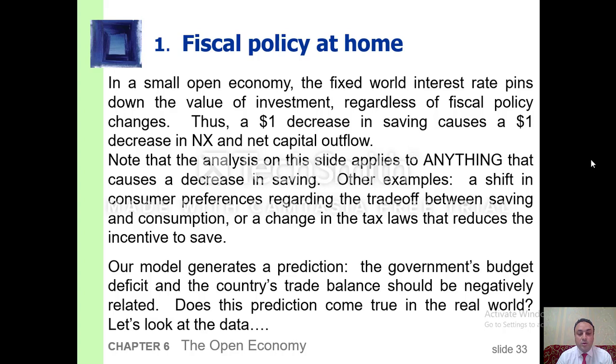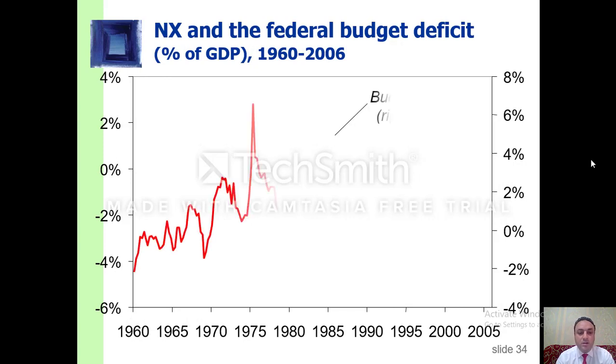Okay, our model also generates a prediction that the government's budget deficit and the country's trade balance should be negatively related. As we know, the country's trade balance is the difference between the exports and the imports, and the budget deficit or budget surplus is according to the spending of the government, and also the taxes, revenues, and so on. So they are negatively related. How? We can see this from this chart.